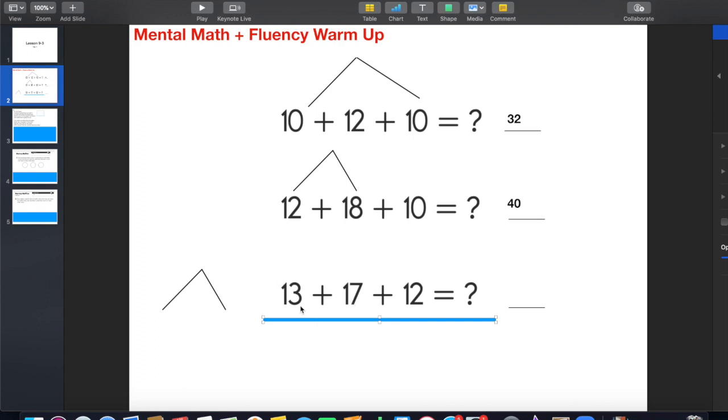I'm going to look for ways to make a 10 with my ones place. So I'm going to add 13 plus 17 together. I know the 7 and the 3 quickly make 10, plus a 10 here and a 10 here, that makes 30, plus 12 gives me 42. So it's always good to practice some mental math and think about your strategies. You could always add these by stacking them. You could group them in another way, but it's always easiest if you look for ways to make groups of 10. Okay, that was our warm-up.